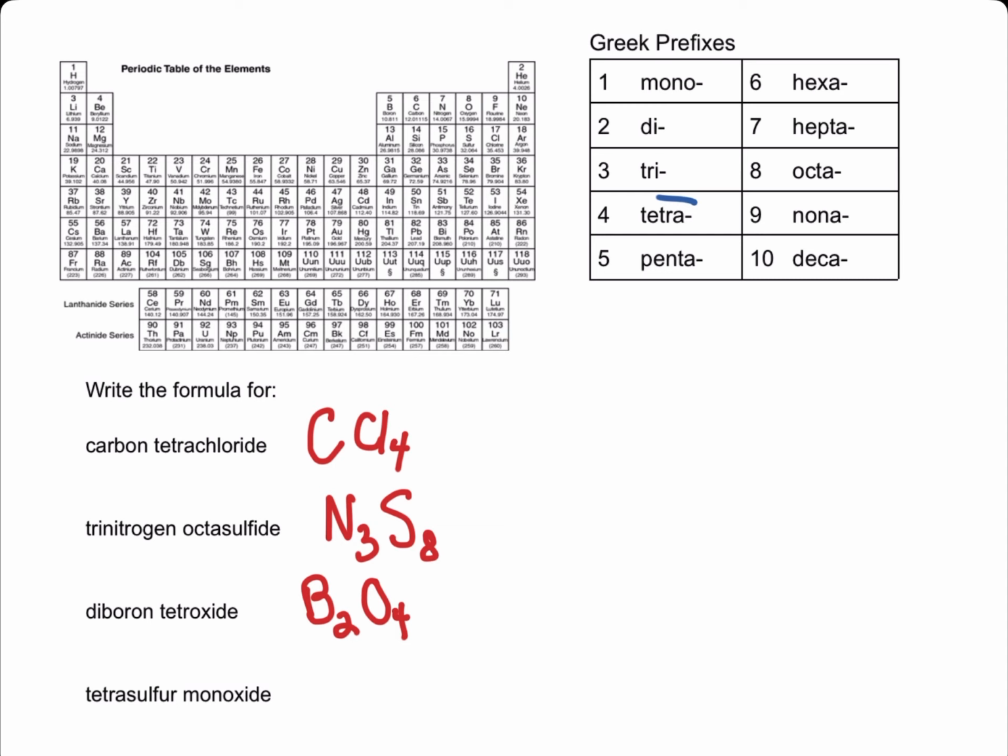Okay, let's look at the next one. Tetrasulfur monoxide. Tetra means 4, sulfur, so there's 4 sulfurs. Monoxide means 1 oxygen. Good luck and keep practicing.